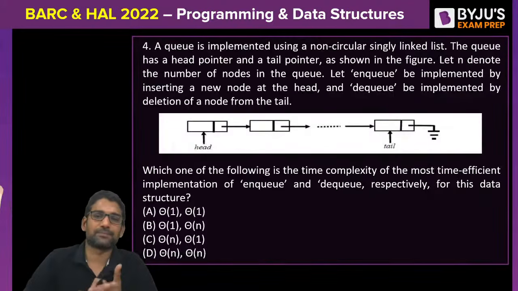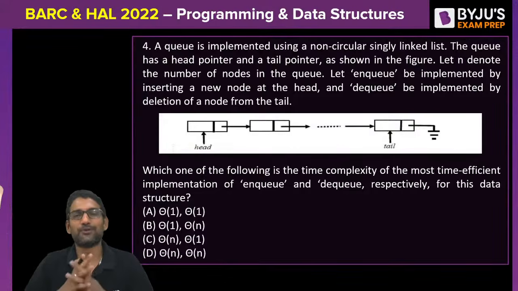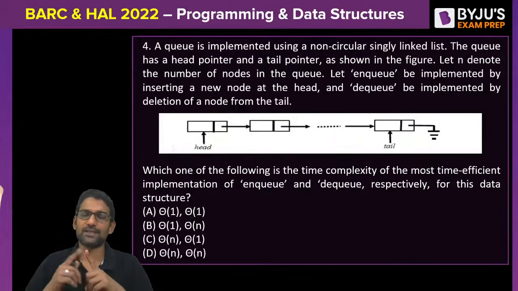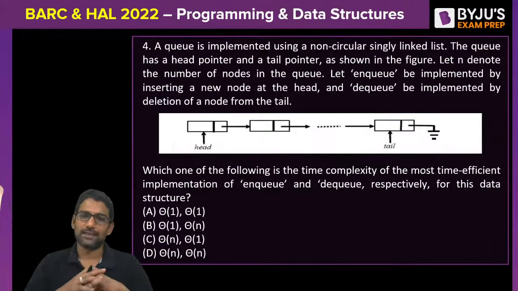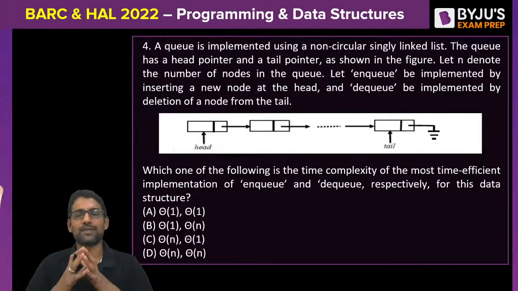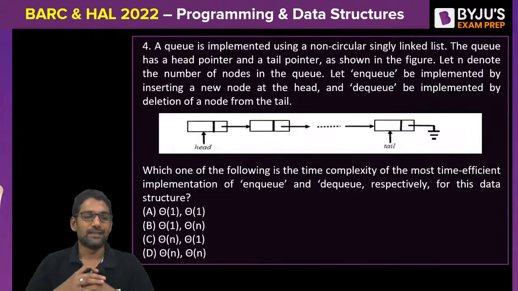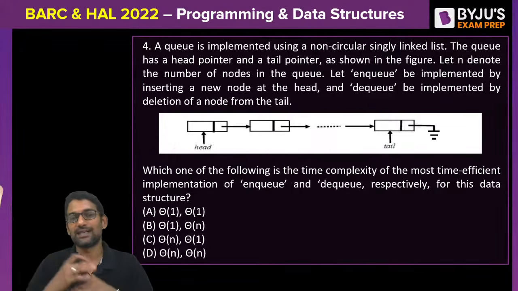Next, question number 4. A queue is implemented using a non-circular singly linked list. The queue has head pointer, tail pointer as shown in the figure. Let n denote the number of nodes in the queue. So by looking at this question, if anyone has attempted the GATE exam, you can easily identify it is a previous GATE question.